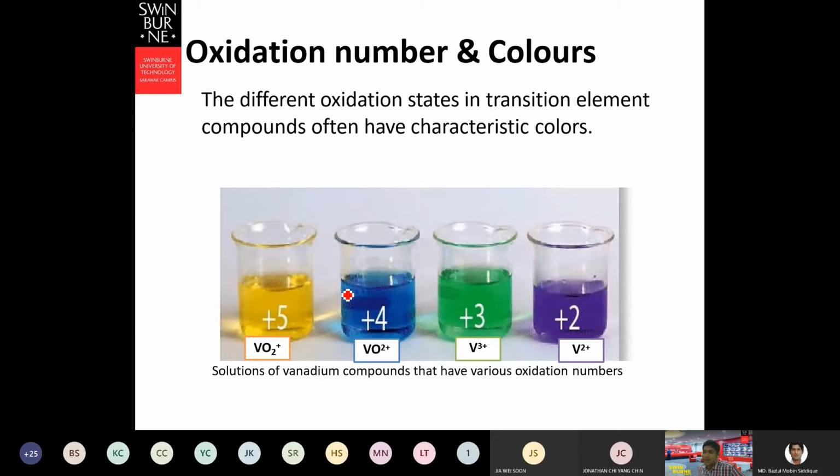For vanadium itself, it has many oxidation states. From 2 to 5, we see the color changes, and it is a characteristic color. Some of the vanadium in certain oxidation states is very toxic. So from there, we can understand whether the vanadium present in the solution, or let's say in the food or water, is that toxic or not.